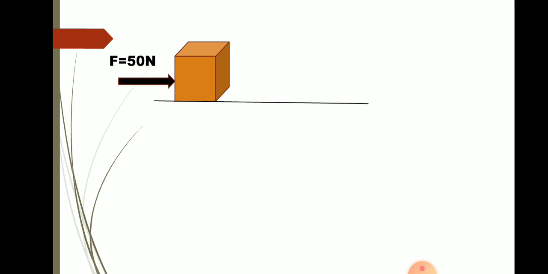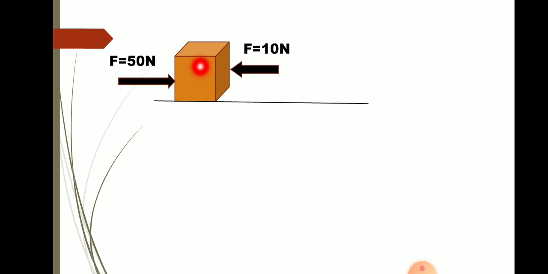Next, let us study unbalanced force. So what is unbalanced? As the name suggests, unbalanced. So let us study that. For that, let us consider a surface on which one box is kept and a force of 50 Newton is applied in this direction. So what happens? The box is going to move in this direction. At the same time, in the opposite direction, a force is applied. That force is 10 Newton.